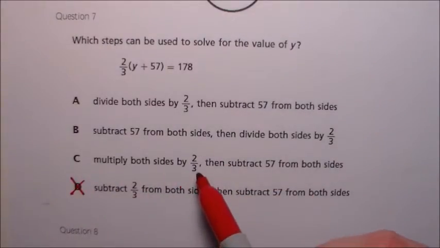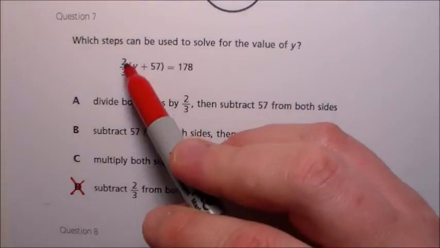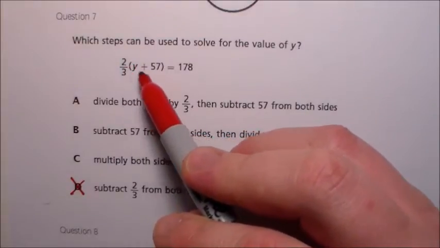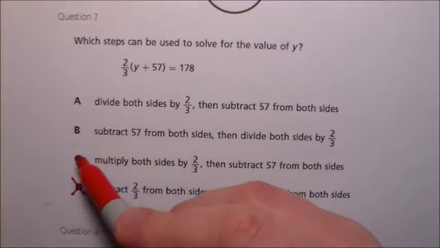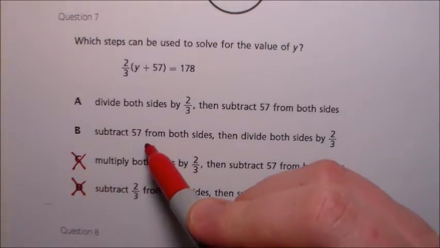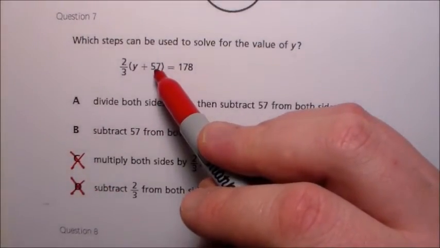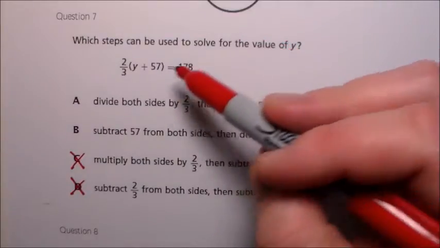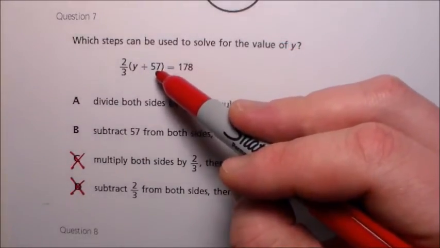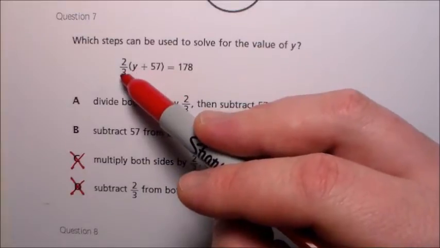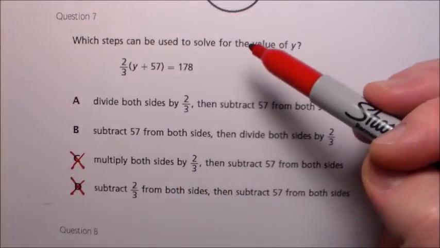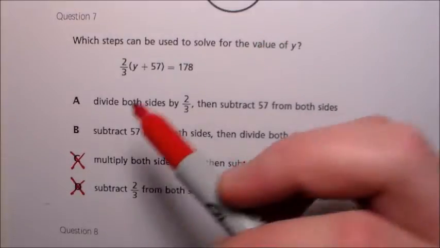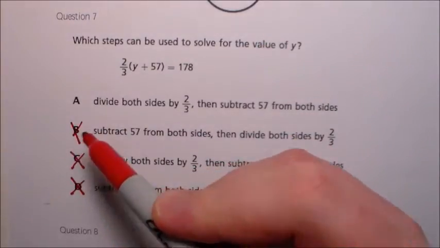That doesn't make any sense. Multiply both sides by 2/3. No, because that would just get us 4/9 on this side. So that's not helpful. Subtract 50. No, 57 is inside the parentheses. We can't get inside the parentheses. We'd have to multiply it by 2/3 first before subtracting 57 would make sense. So that doesn't work.